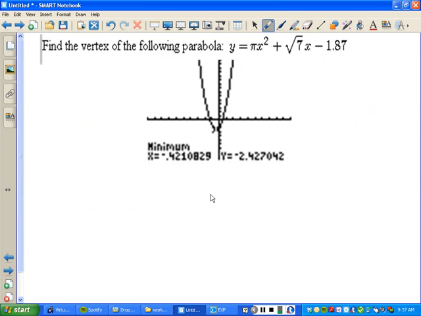Okay. So that will give you the vertex. Once you find that, all you have to do is write it as an ordered pair, negative 0.421 and 2.427.